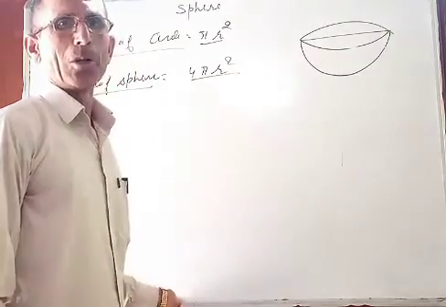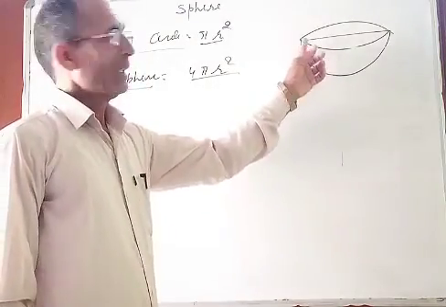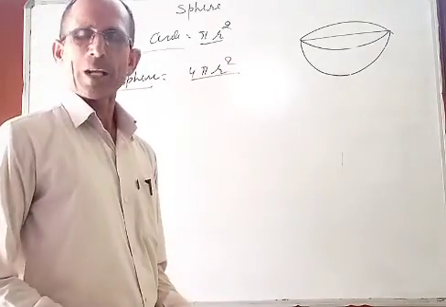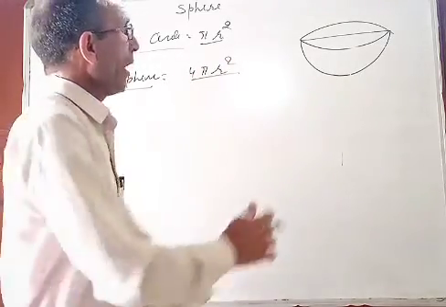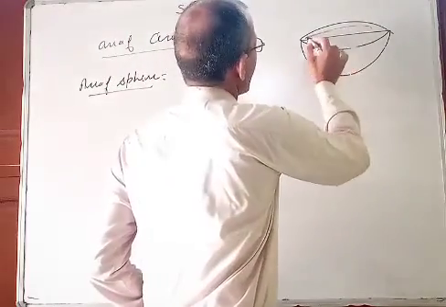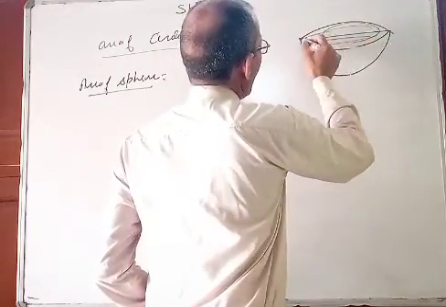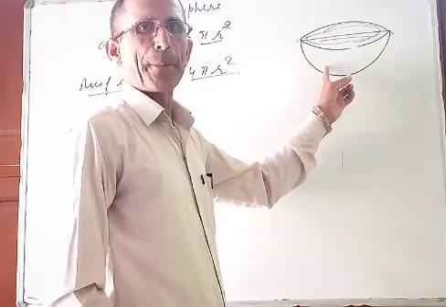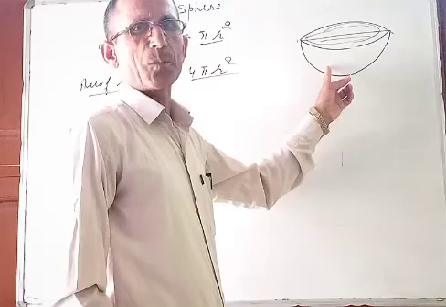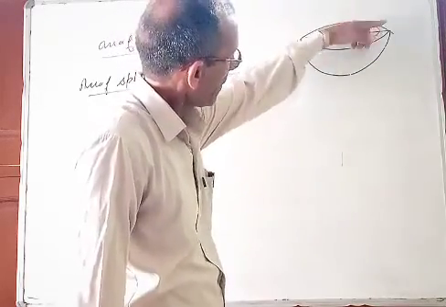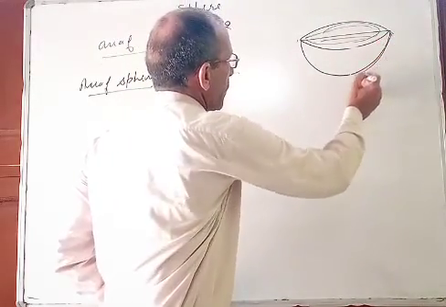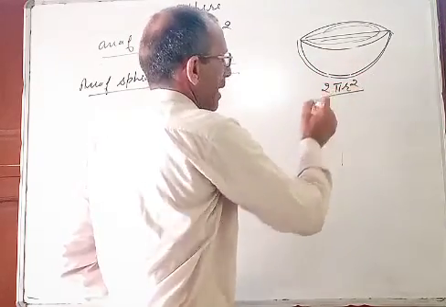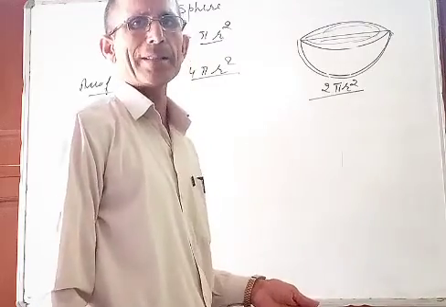It means bowl. You are already familiar with this shape. So this is a hemisphere. Hemisphere means half sphere. So how many faces does a hemisphere have? One face is this, which is circular, and one is curved. The total surface area of a sphere was 4 pi r square, and this is half. It means the area of this portion is 2 pi r square. Pay attention and try to understand.